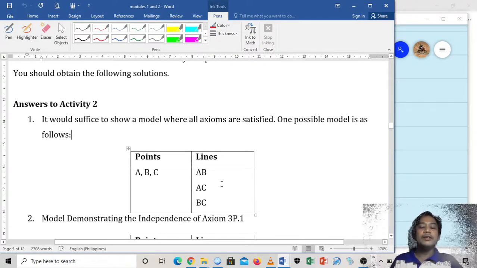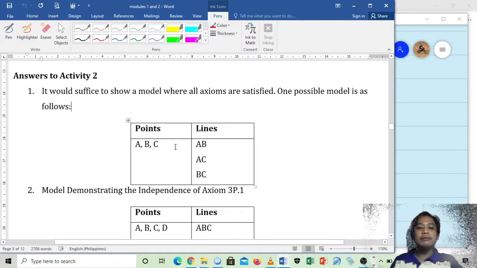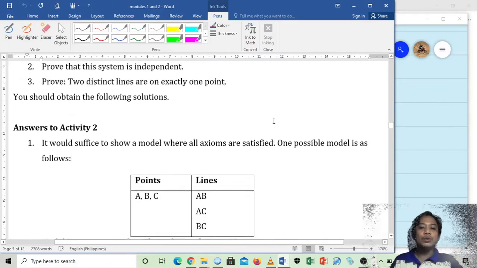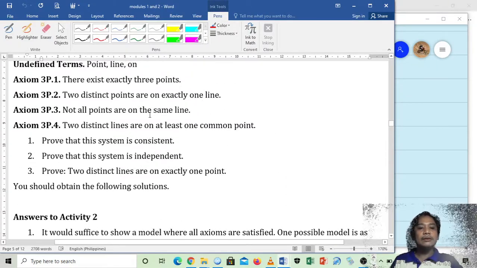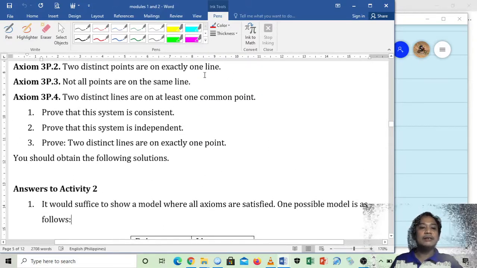So again, there are exactly 3 points. So we have the points A, B, C. Then 2 distinct points are on exactly one line, meaning each pair should be on exactly one row. What are the pairs? The lines are the rows. So AB, AC, and BC. So axiom 2 is true. Axiom 3, not all points are on the same line. There is no line containing all 3 points A, B, and C. So axiom 3 is true.